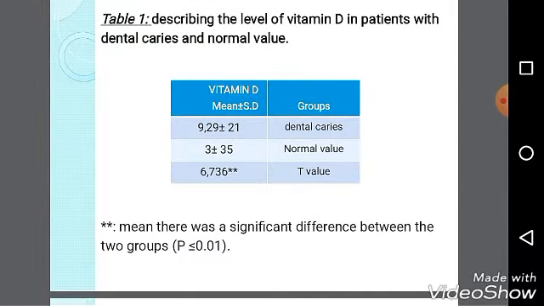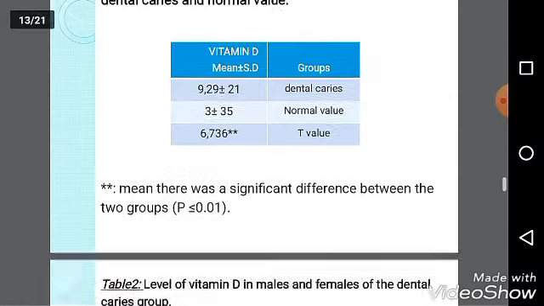Table 1 is describing the level of vitamin D in patients with dental caries and at normal value. As we see here below in this table, we have two groups: dental caries, which is about 21 to less than or more than 9, and the normal value group, about 35 to more than or less than 3. Significant difference between them, which is less than 0.01.